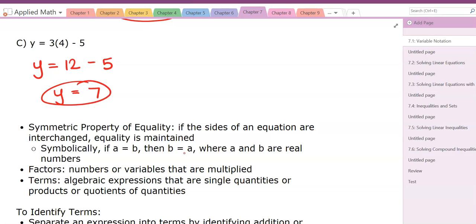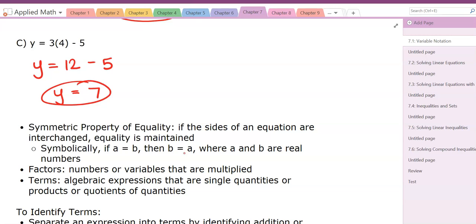Factors are numbers or variables that are multiplied. We've talked about factors before when we were doing our factor trees. This was when you were trying to find numbers that multiply to the number that you were working with. So factors are just any things that are multiplied together to get to a new number. Like 2 and 3 would be factors of 6 because 2 times 3 equals 6.